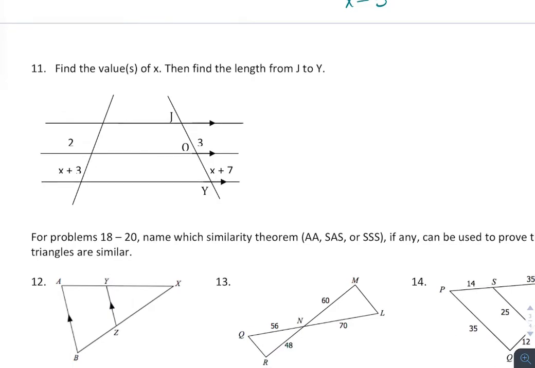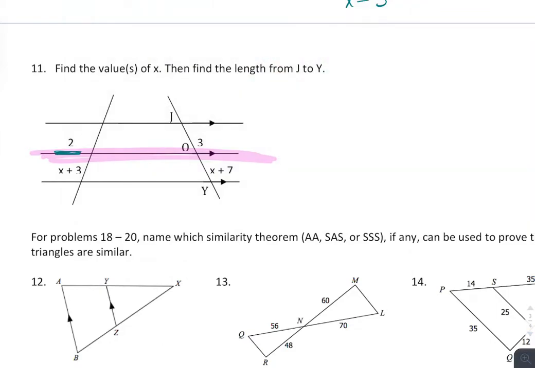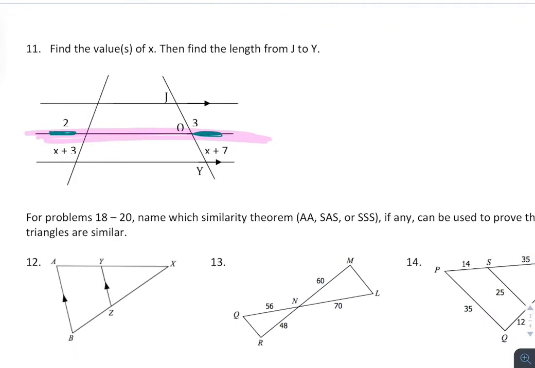All right, number 11 is going to be one of those where you can just draw that line in the middle. Oops. So we're going to have this over here and this over here. So it's going to be set up just the same way. We're going to have a proportion. So 2 over x plus 3 is going to equal 3 over x plus 7. So we're going to cross multiply.